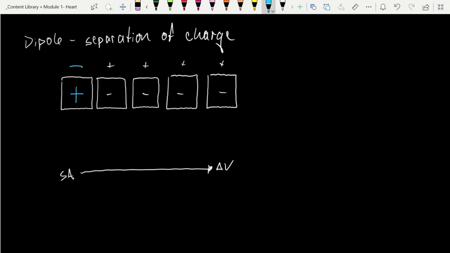Now we can see the dipole that we're interested in. The dipole is right there, where we have a separation of charge, a positive next to a negative. Both of these charges, remember, they're outside the cell. And that is something the machine can read. That's something that it can identify and see.